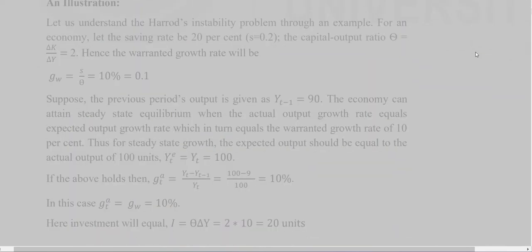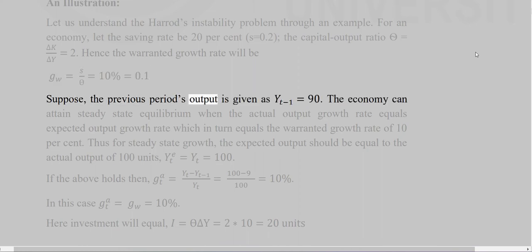An illustration. Let us understand Harrod's instability problem through an example. For an economy, let the saving rate be 20%, S equals 0.2, and the capital output ratio equal 2. Hence the warranted growth rate will be 10%, equal to 0.1.